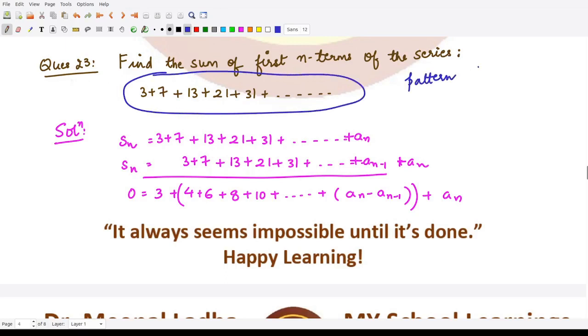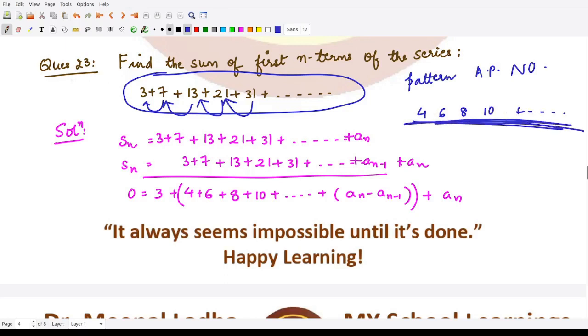Can you say this is an AP? The answer is no. Why? Because 7 minus 3 is 4, right? Then 13 minus 7 is 6. Then 21 minus 13 is what? It is 8. Then 31 minus 21 is 10 and so on. So you see we do not have the common difference as constant. So therefore this does not form an AP.